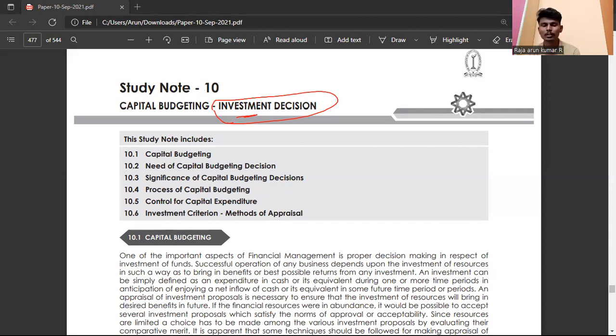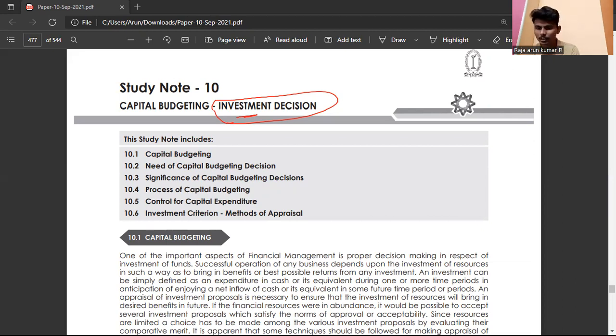Okay, just approach it this way. Don't start capital budgeting with the study note sums. Go to the previous year sums first, then start with the workbook, and then come to the study material sums. It will benefit you. This is how to start the study note routine. Then second, I give some notes for capital budgeting investment. Just note it down and start the class.